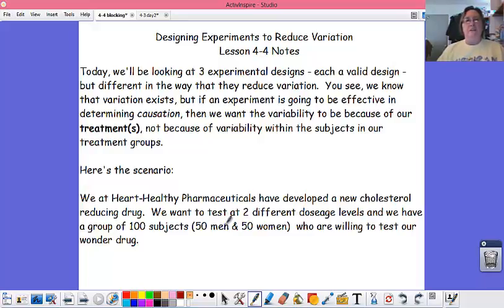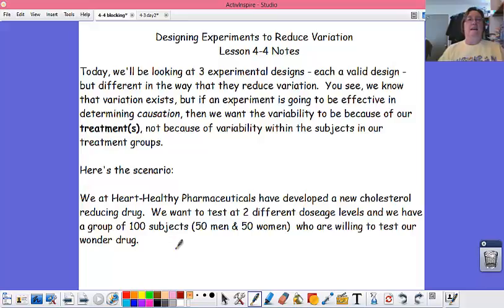Like, we know that there's variability. But if we want our experiment to be good at determining causation, then we need the variability to be because of the treatment that you're giving, not because of the variability within the subjects that you picked or within the treatment groups themselves. So to help us with today's lesson, we're going to keep this scenario in mind.